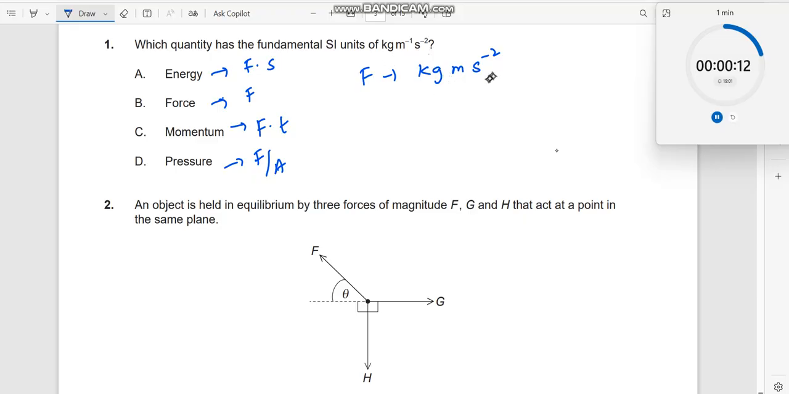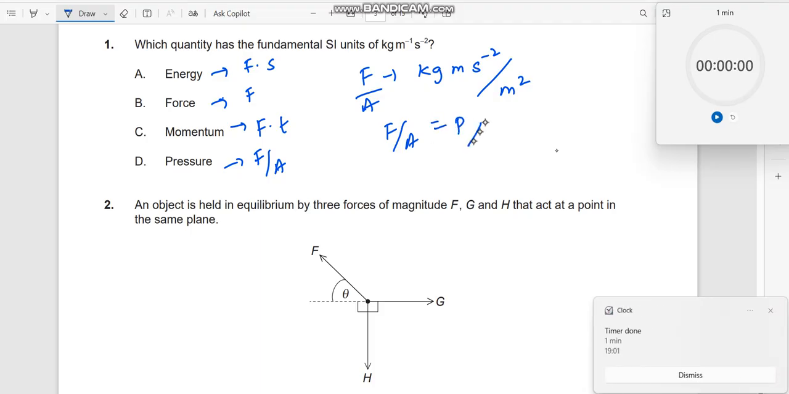So what should I do? If I divide this by meter square, I get the same answer, right? Meter and meter goes away, square goes away, I get the same answer. Which means, what is meter square? This is nothing but force per unit area, right? If I divide this force by unit area, I get the answer, which is nothing but pressure, right?